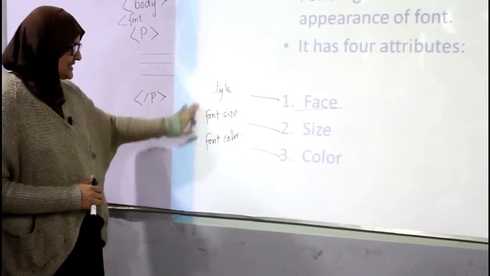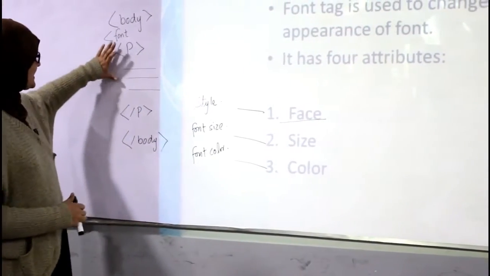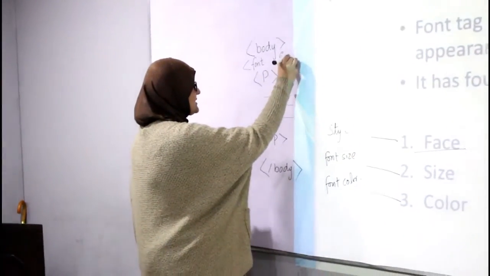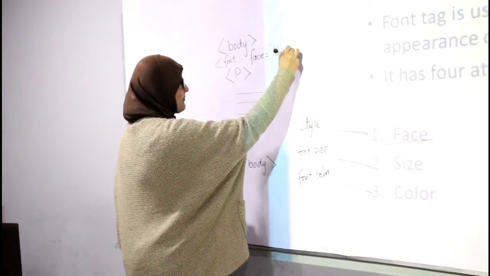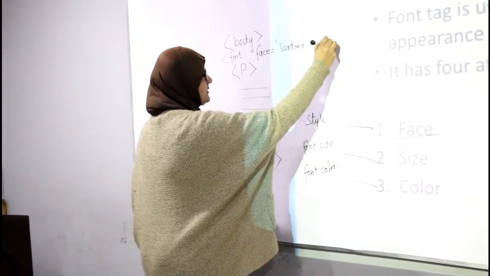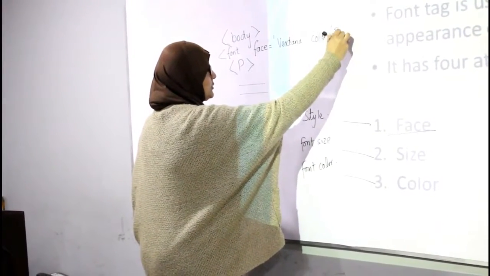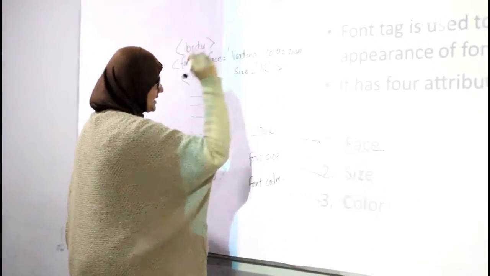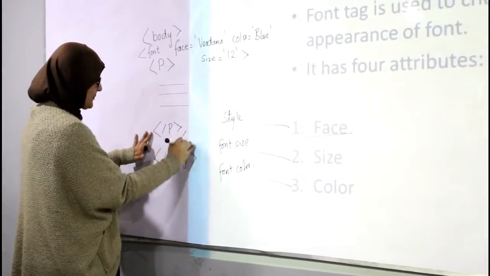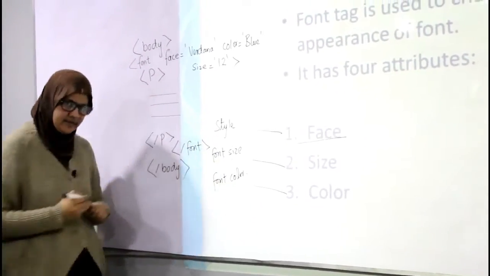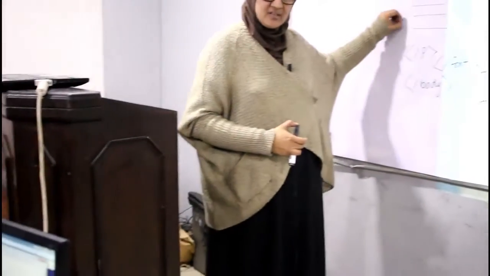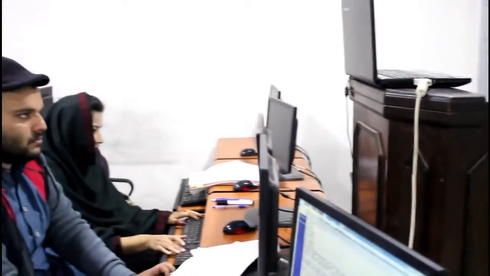If you are using these three, they will be applied exactly where you open and close it. Like if I write here font face equals Verdana, then color equals blue and size equals 12, and close it, and exactly after the closing of the paragraph tag, I close my font tag. Now this option will only be applied on the paragraph in which I have declared it, but the rest of the document will not have that application.